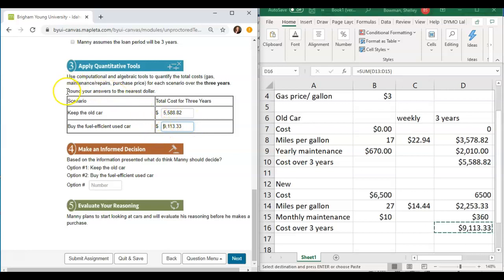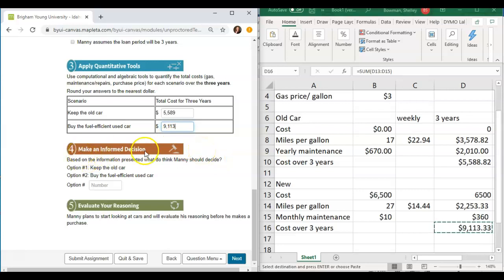And then let's go up and read the instructions. Round your answers to the nearest dollar. So I'm going to take off my 82 cents and round up the 8 to a 9. And the 33 cents, don't change that 3. So just take that off.